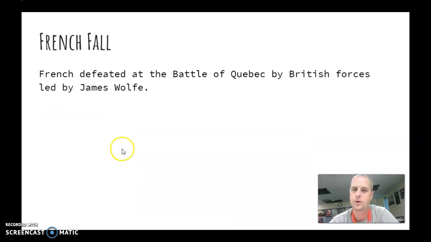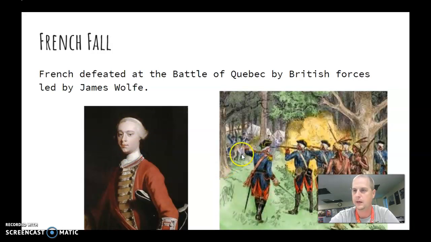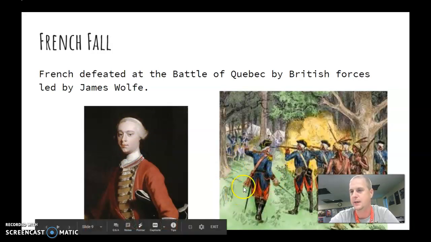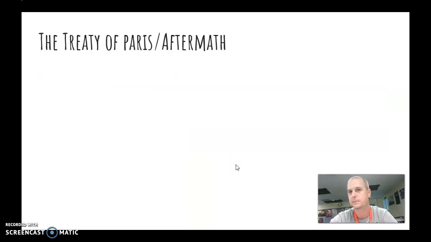So the French are going to lose. That's why we don't speak French in the United States today. So the French are defeated at the Battle of Quebec by British forces led by James Wolfe. There's General Wolfe. There is part of the battle. Obviously, there's more people that were in this battle. There's more fighting, more hand-to-hand combat. It's not like they just stood there and shot. They would usually fire one or two volleys and then charge, and then it's a lot of hand-to-hand fighting and combat.